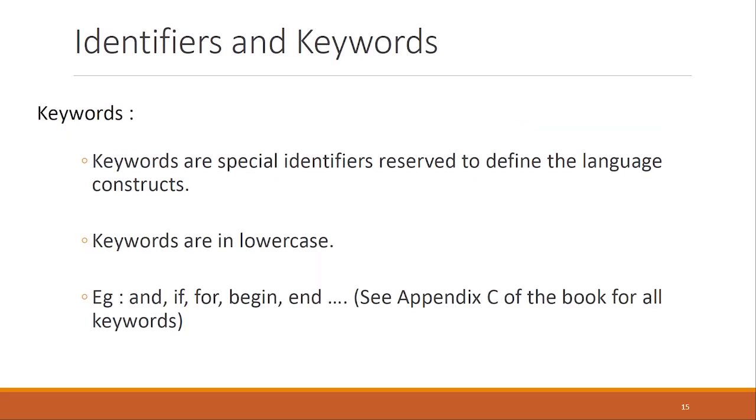Now we'll look into identifiers and keywords in Verilog. First we can look into keywords. Keywords you have also seen in software programming languages like C, so the same principles apply here as well with keywords in Verilog. Keywords are special identifiers reserved to define the language construct, and all keywords in Verilog are in lowercase. The examples for keywords are things like if, for, begin, end, and things like that.